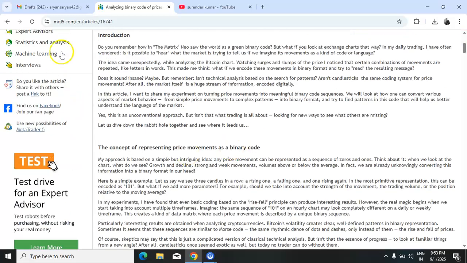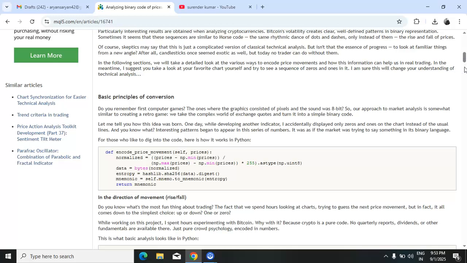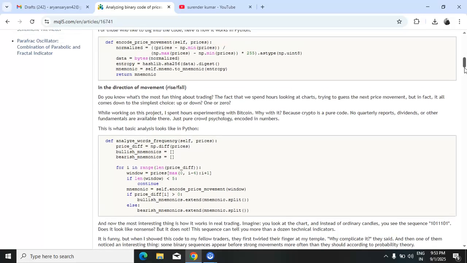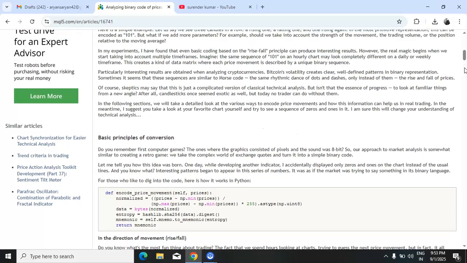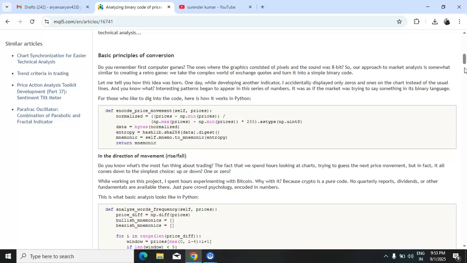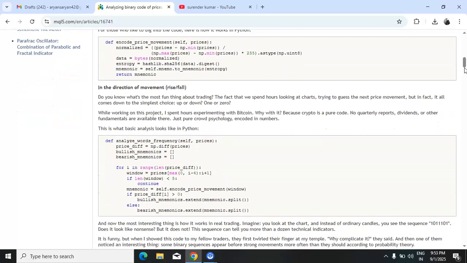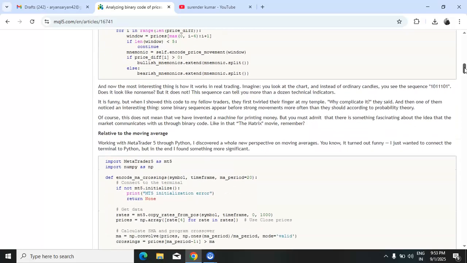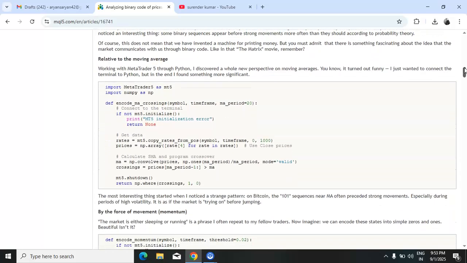In my daily trading, I have often wondered, is it possible to hear what the market is trying to tell us if we imagine its movements as a kind of code or language? The idea came unexpectedly while analyzing the Bitcoin chart. Watching surges and slumps of the price, I noticed that certain combinations of movements are repeated, like letters in words. This made me think, what if we encode these movements in binary format and try to read the resulting message?